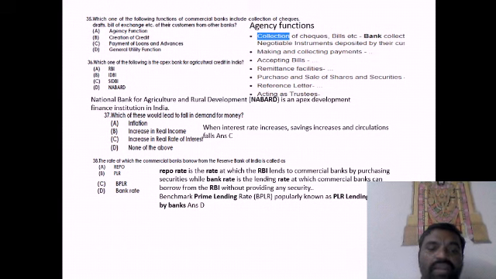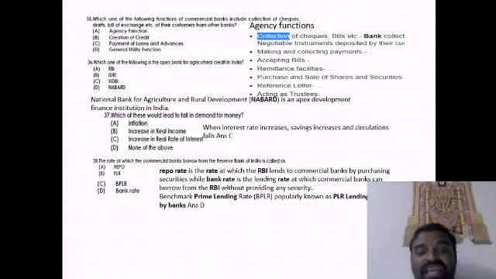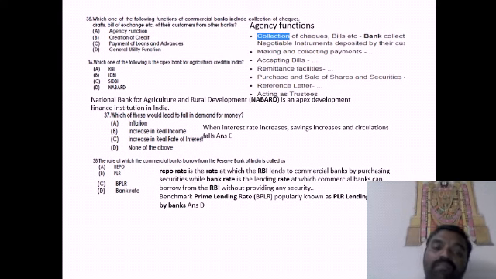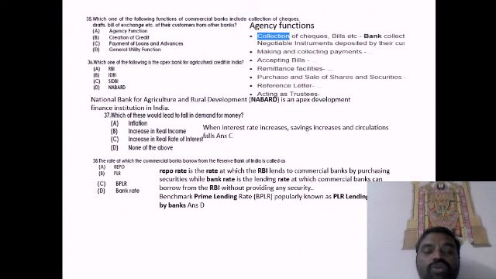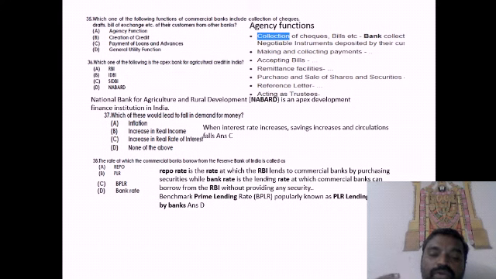that is, repo rate is the rate at which RBI lends to the commercial banks by purchasing securities, while bank rate is the lending rate at which commercial banks can borrow from RBI without providing any security. So repo rate and bank rate are the same, but repo rate is with security, whereas the bank rate is without security. So answer is D.